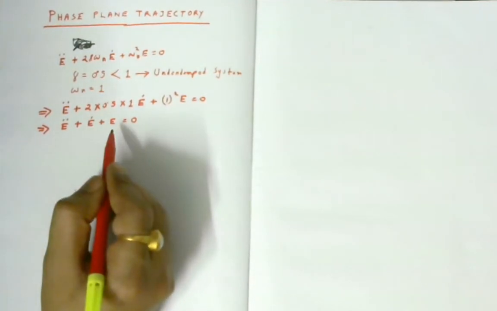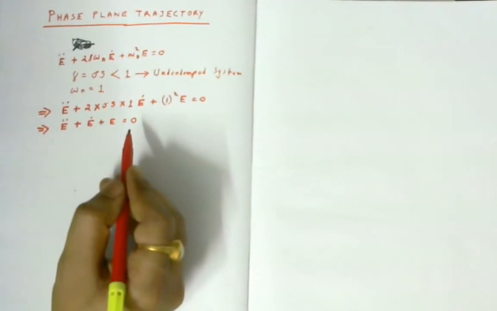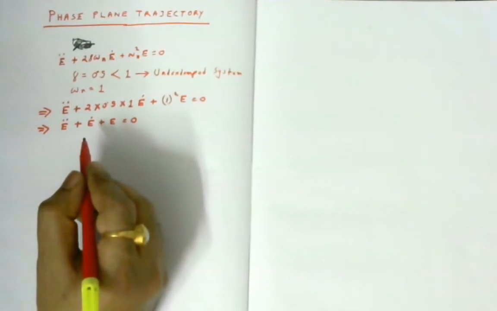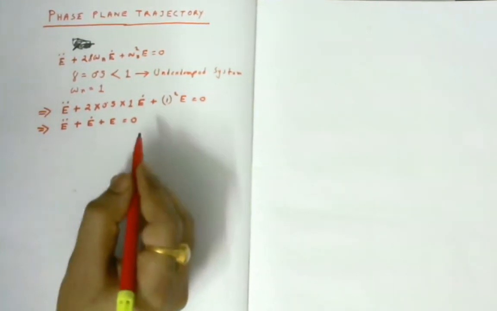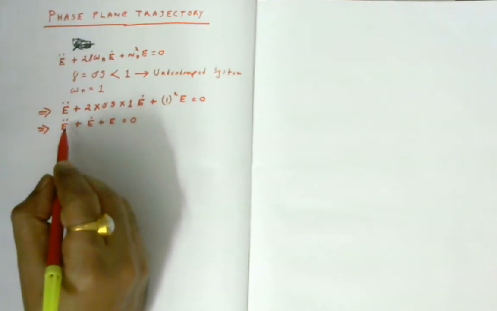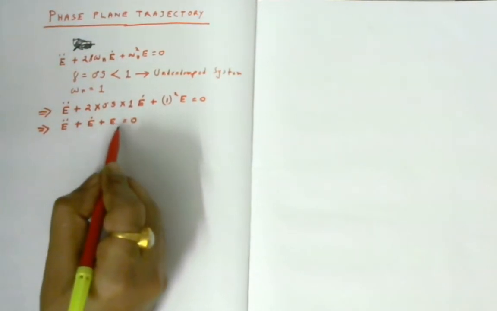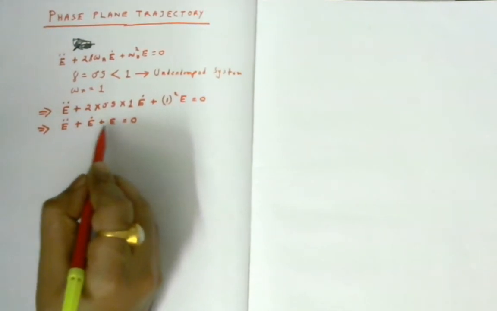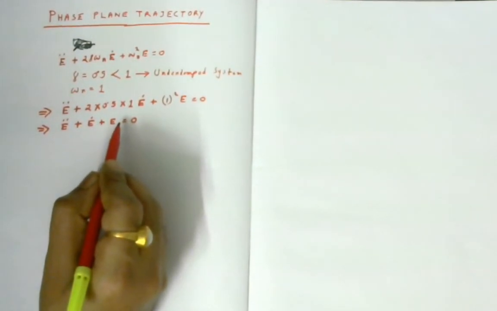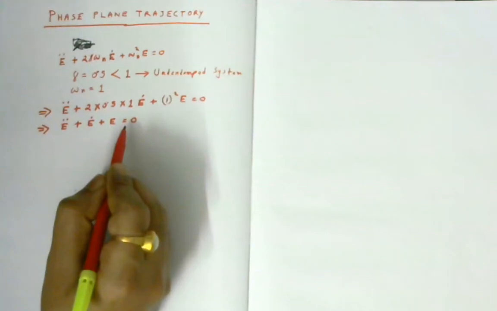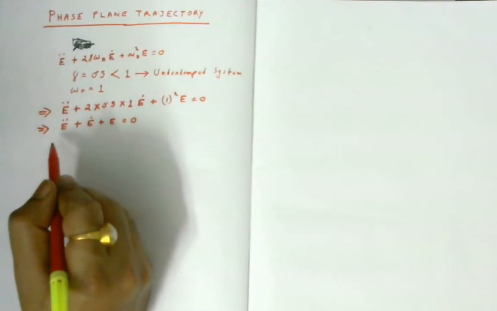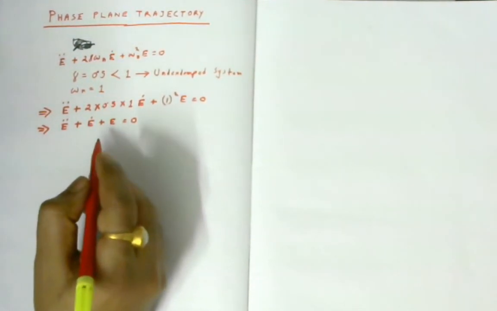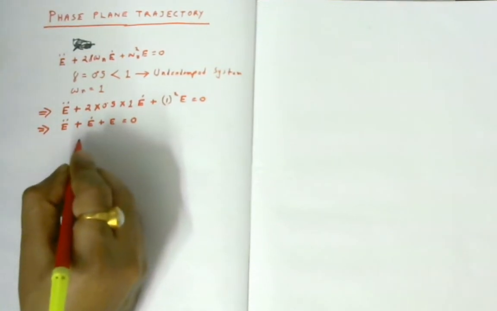Now, what should be my next step? You have to take the assumption for the state variables. Once again, this differential equation is of order 2, so it is also a second order differential equation. The phase plane is constructed by considering the x-axis as the x1 state variable and the y-axis as the x2 state variable. So let us take the assumption.